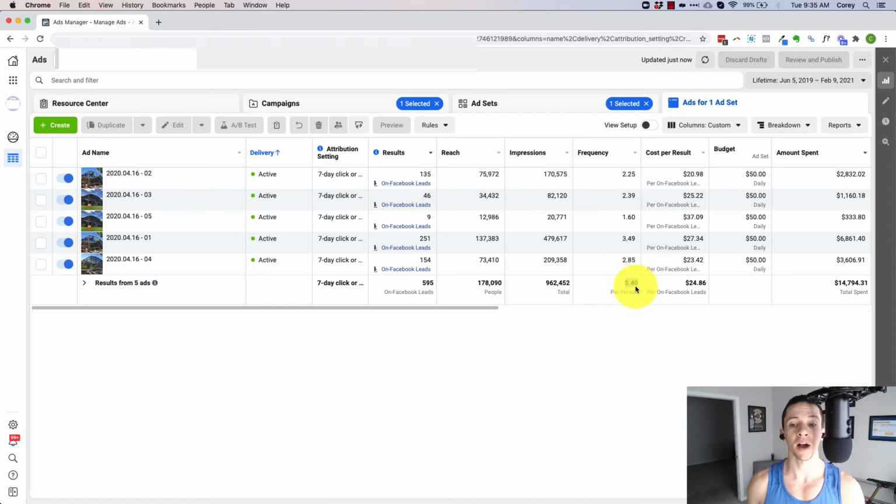But the big thing that I take away from this is that frequency isn't really a problem, even at 5.4. So if you're looking at your ads and you've got a frequency of like 2, 3, keep this in mind. Even at a 5.4 frequency, I don't feel that we're suffering from any audience saturation here.